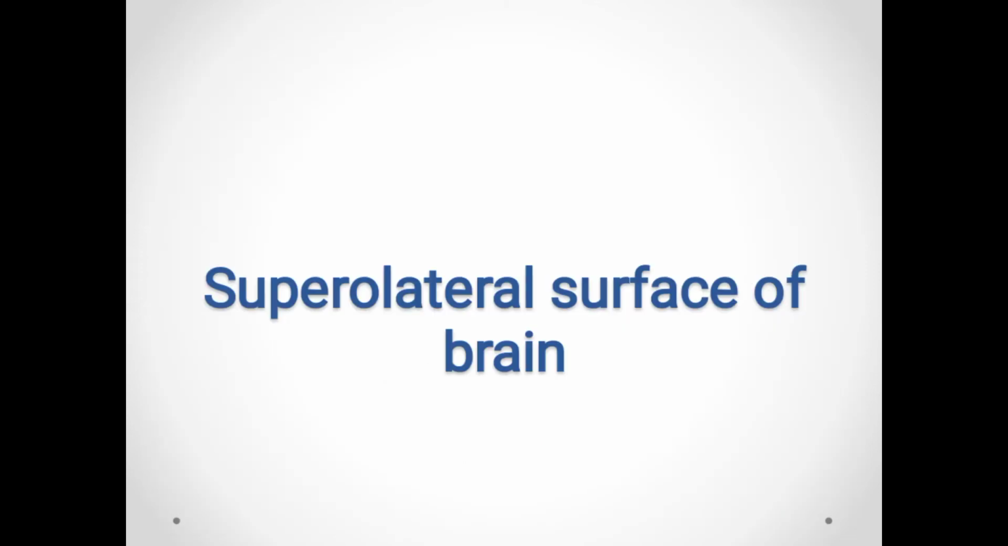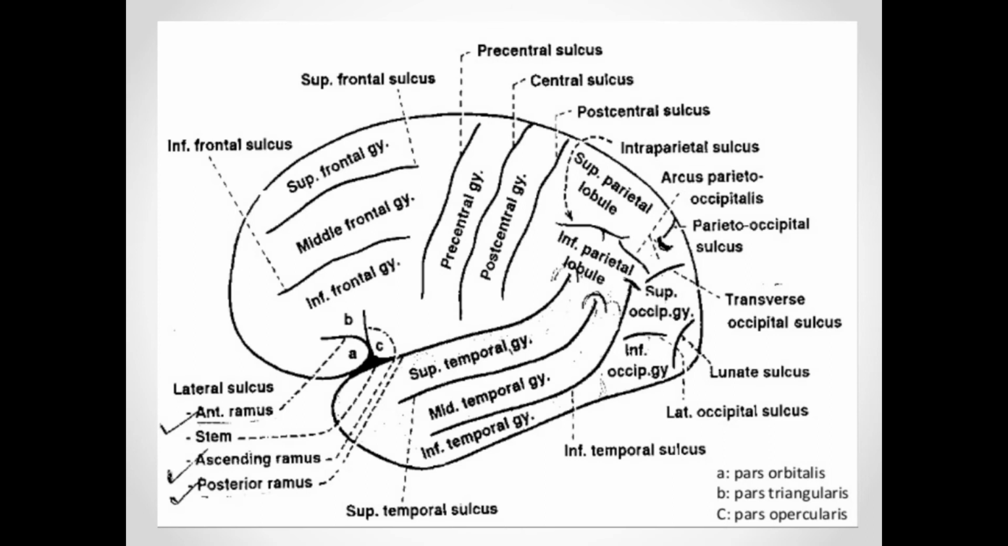Okay, next we are looking at the main part of the cerebrum, that is the superolateral surface of the cerebrum. This is the superolateral surface. If you look at it, you can see it is divided by so many sulci, and you can see the gyri and the sulci present on the superolateral surface. So we will start learning about the superolateral surface of the cerebrum.